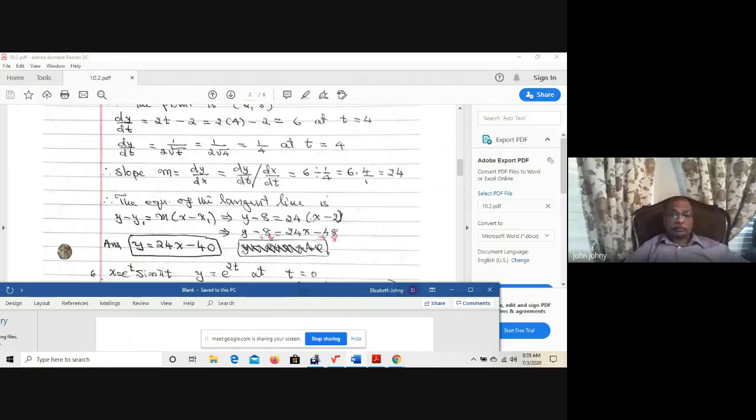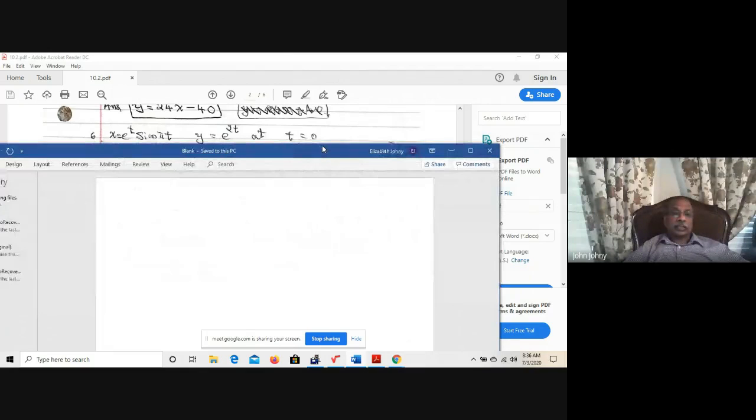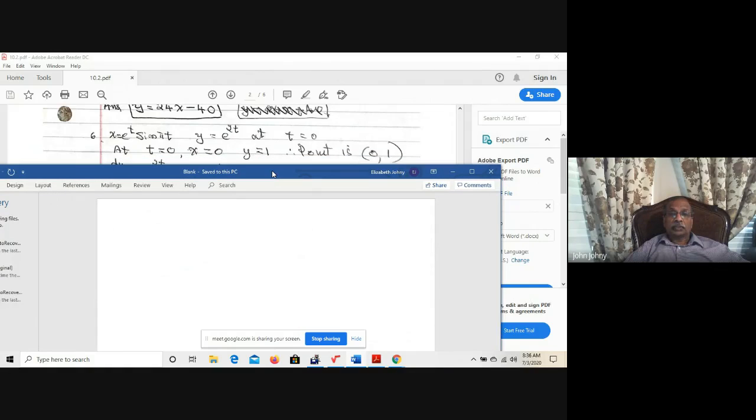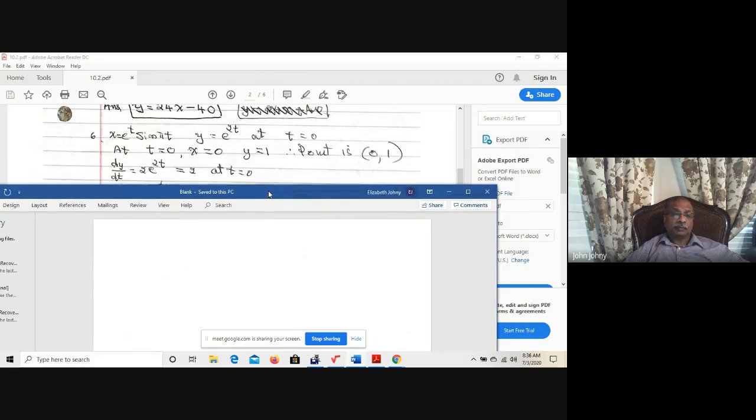Number 6. x is equal to e^t sin(πt), y is equal to e^(2t), at t is equal to 0. At t is equal to 0, x is 0 because sin 0 is 0, and y is 1 because e^0 is 1. So the point is (0, 1).